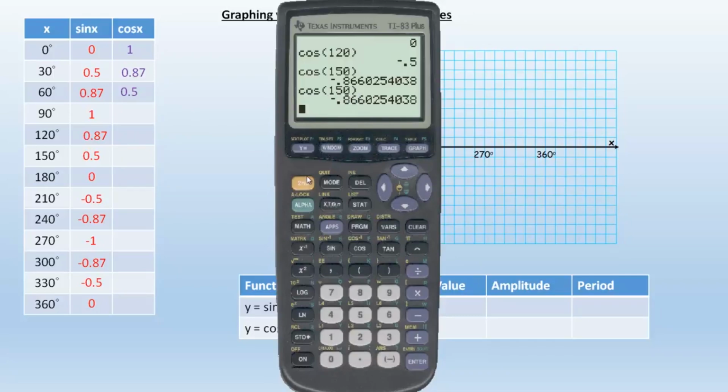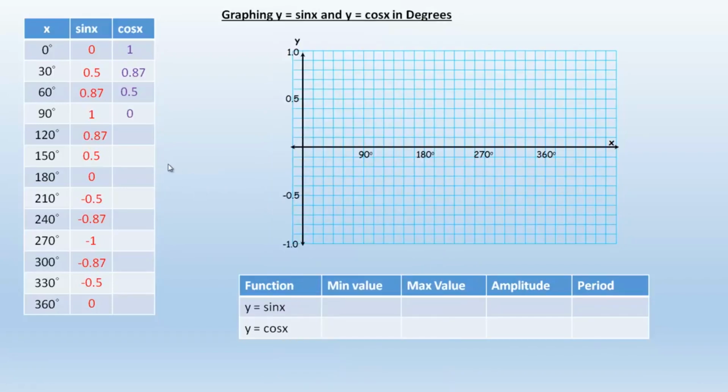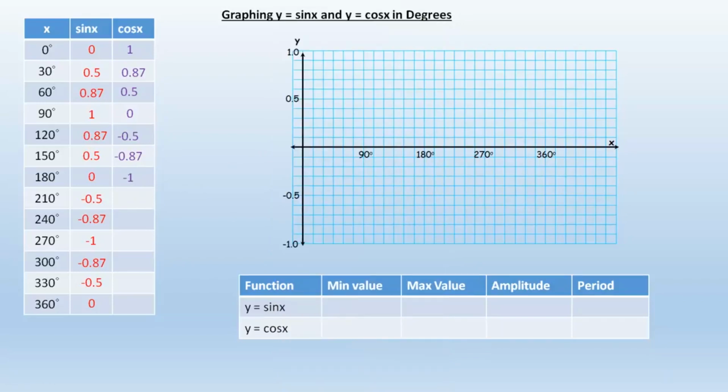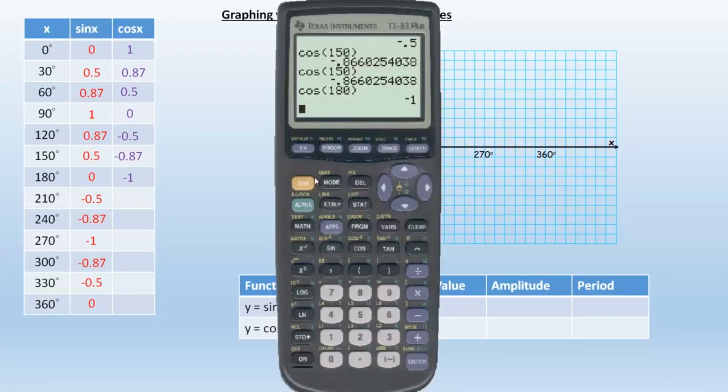I just did the 150 again, didn't I? Okay. Well, let's stop here and put in the numbers we just had. I did the 150 twice here. So, yeah. Let's change that to 180. There we go. So the 180 is going to be negative 1. And so now I want to go to 210.